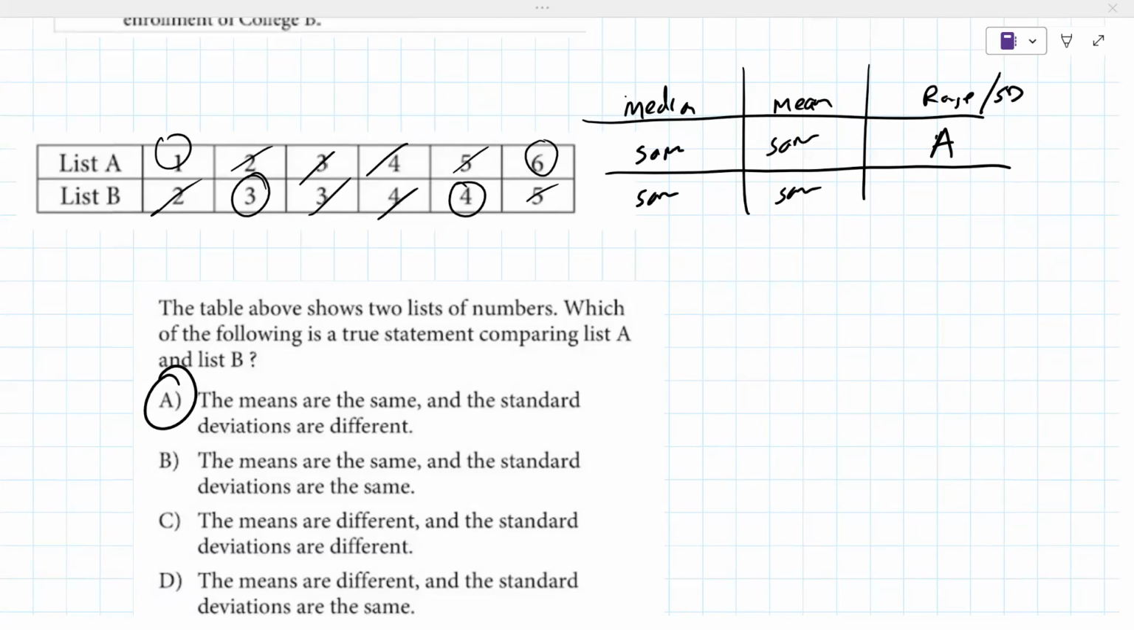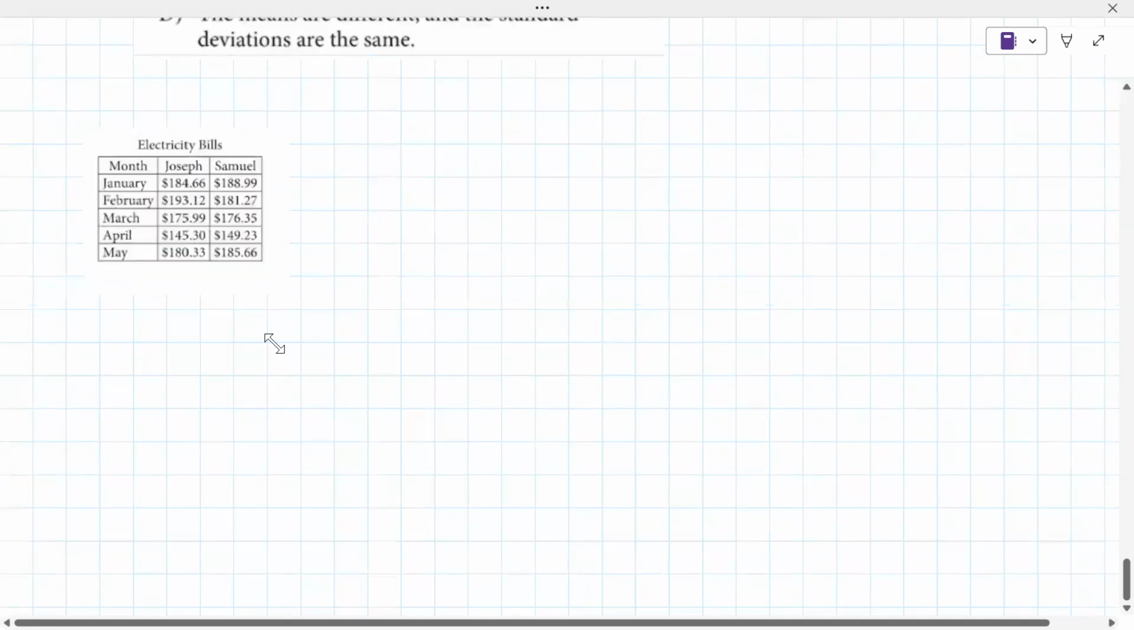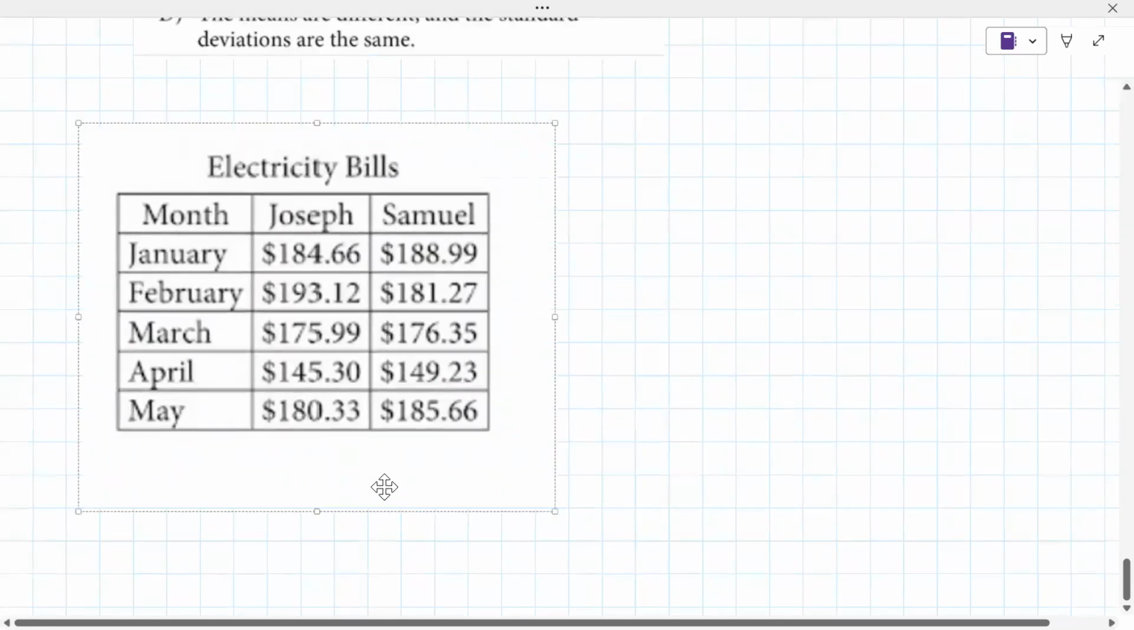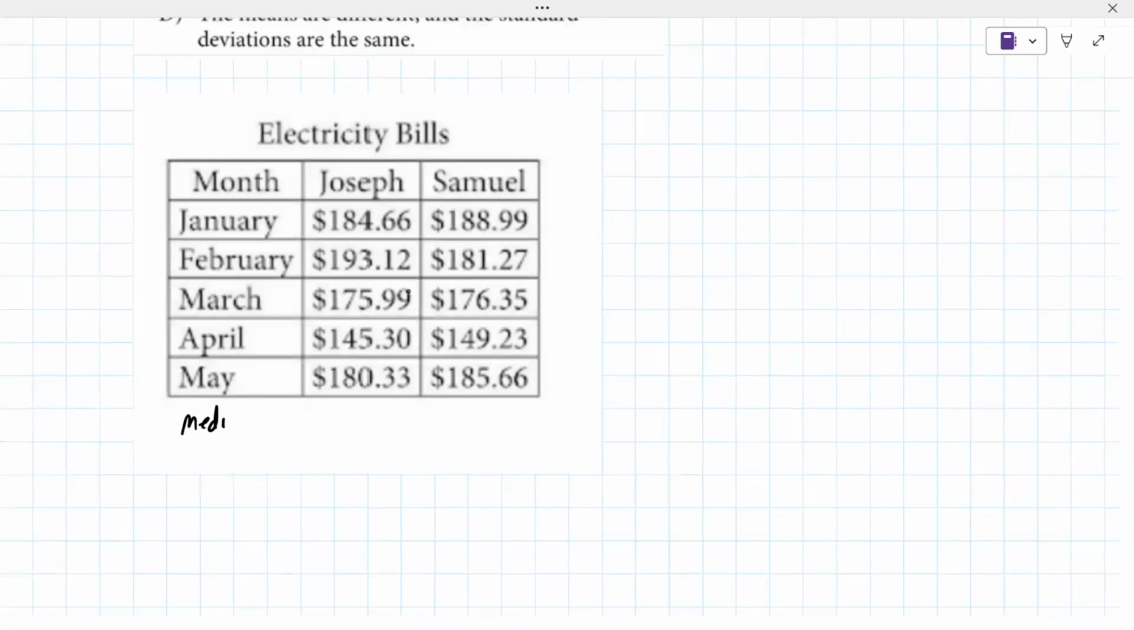One more here. This one is the hardest because you really want to actually calculate these, but please don't. Try to estimate as best you can. And you just care about which one is larger.